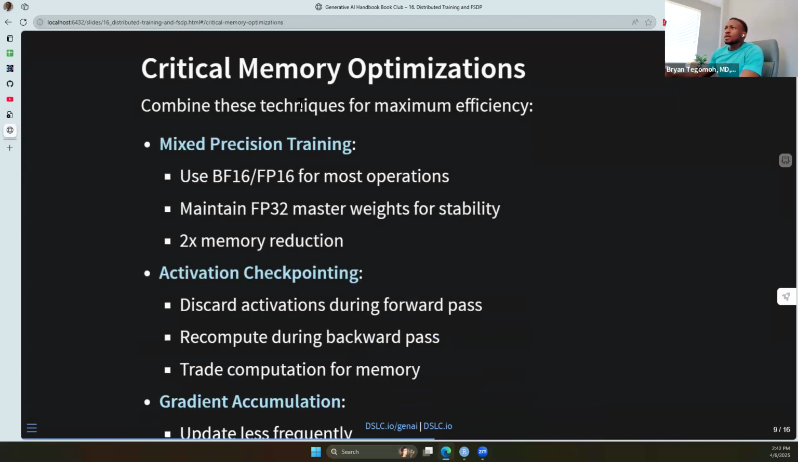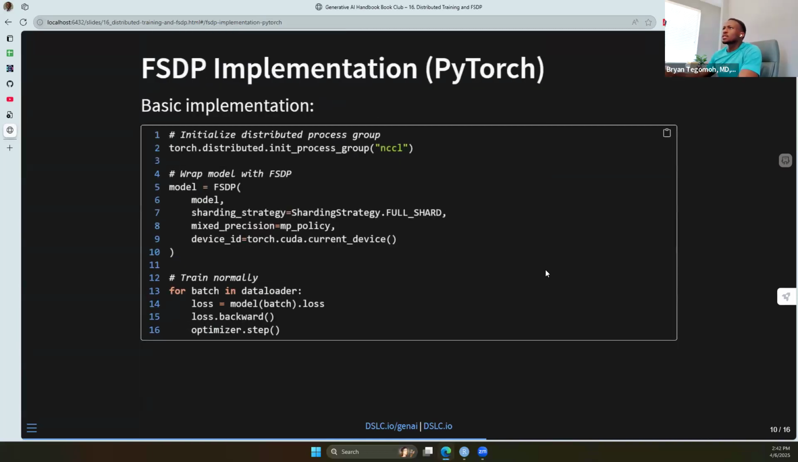Then we have critical memory optimizations, which combine different techniques for maximum efficiency. We talk about mixed precision training: the ability to combine mixed precision training, activation checkpoints, and gradient accumulation greatly optimizes memory usage during large language model training. So different checkpoints are essential during the forward pass and the backward pass to trade computation for memory. So those are some of the practical applications of this.